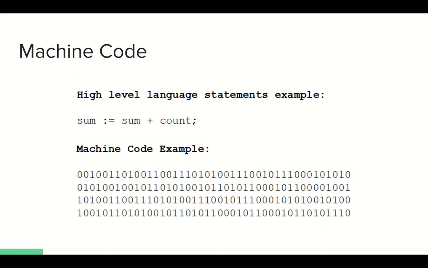High-level language statements, such as the one shown on screen, are compiled into machine code before being executed. And just below the high-level language statement example, there's a snippet of machine code, which, as you can see, is just a bunch of binary numbers.